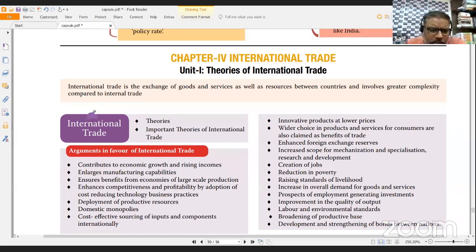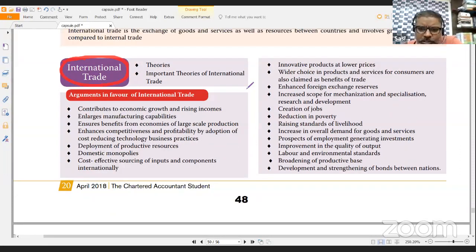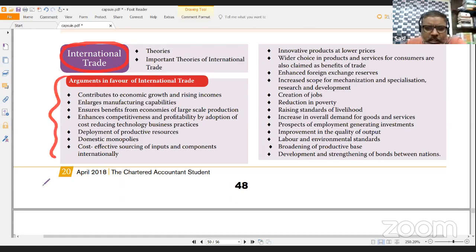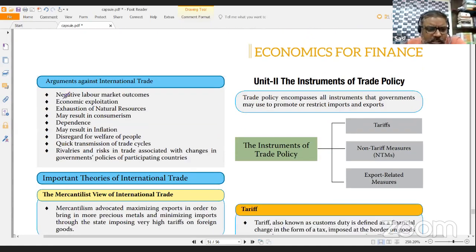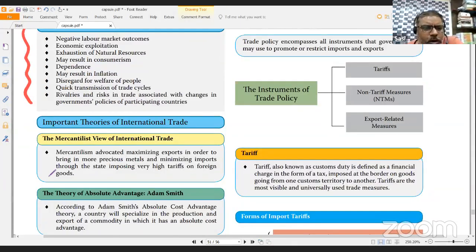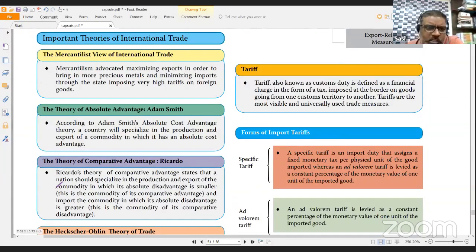Now moving on to the last topic, international trade. I don't think much explanation will be required here also, because most of this is like social studies. What are the arguments in favor of international trade? What are the arguments against international trade? These are all generic things only, nothing special or technical about them. But certain theories of international trade, definitely, yes, we have to look at them.